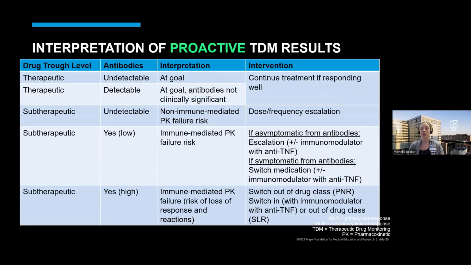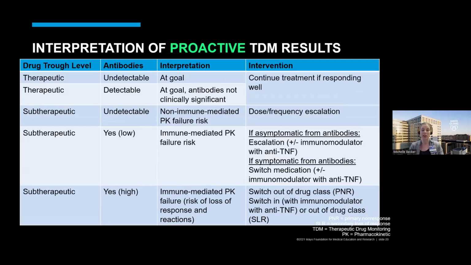For the interpretation of proactive, so this again could be a situation where a patient is doing well, but we made this plan ahead of time, so they may or may not be responding well. I'm going to look at this a little bit more through the lens that the patient is responding well to treatment. So in that case, if the patient has a therapeutic drug level, really regardless of antibodies, if that medicine level is good, they're considered at goal, and I would continue the treatment if they're responding well.